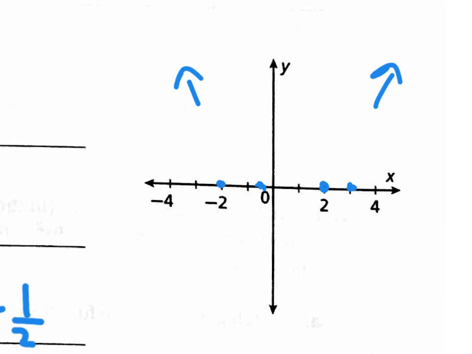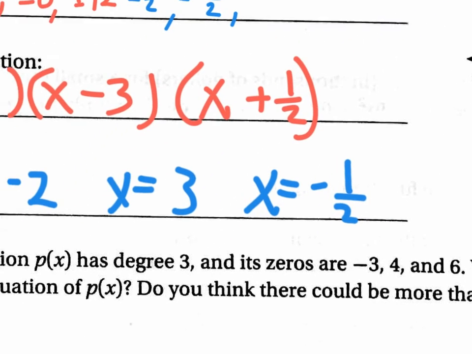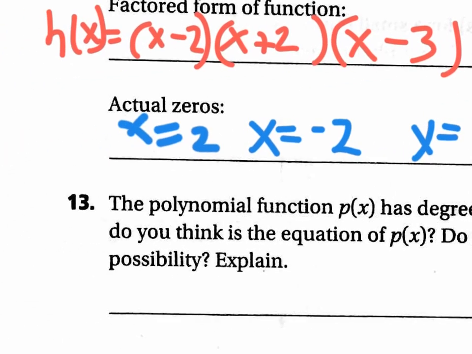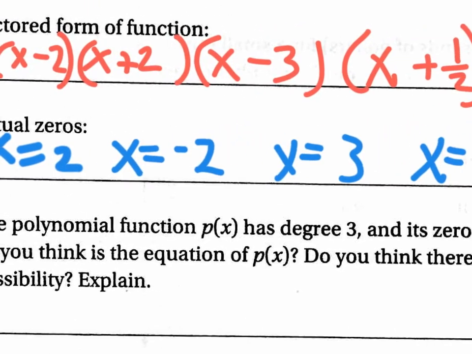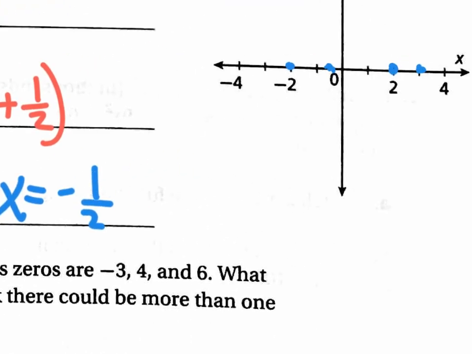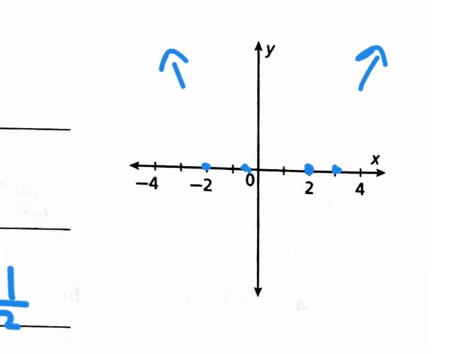And all of these answers, if you look at the answers that we wrote right here, none of the answers repeated. We have x equals 2, x equals negative 2, x equals 3, and x equals negative half. So all of these don't have multiplicity. So in other words, it's going to cross through all of them like a line. Like that, like that, like that, and like that. And that's it. We're done.